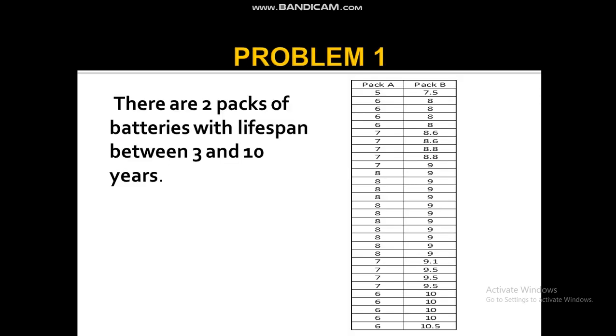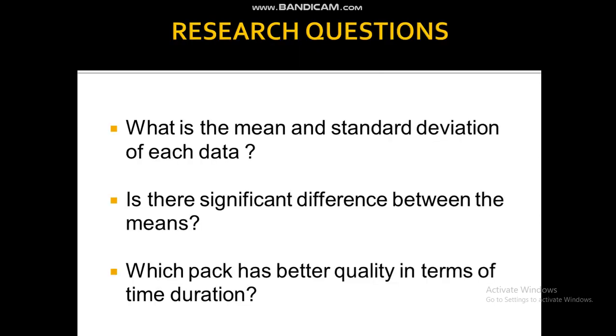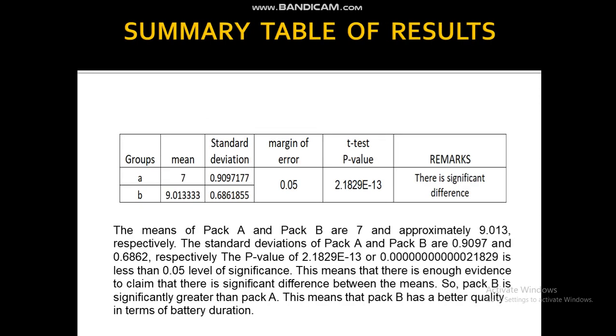So I have here the sample problem. I have here 2 packs of batteries. So we have here the data about the lifespan between 3 and 10 years. I have here the 3 research questions. And this is the result. So I'm going to show you how to use Microsoft Excel to come up with this summary table of results.